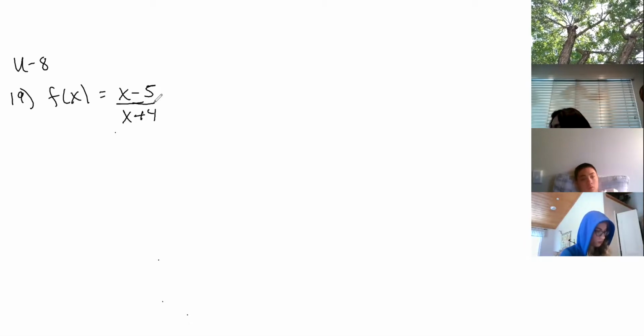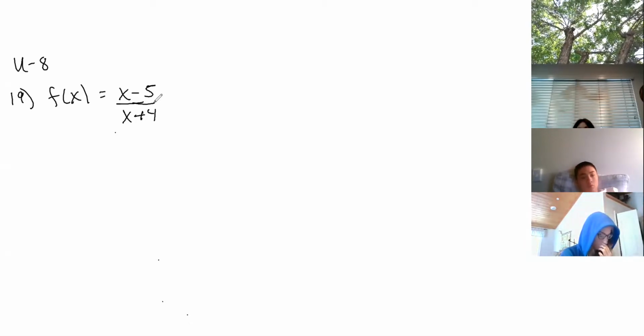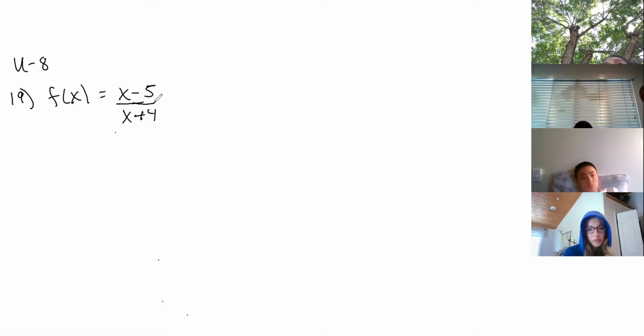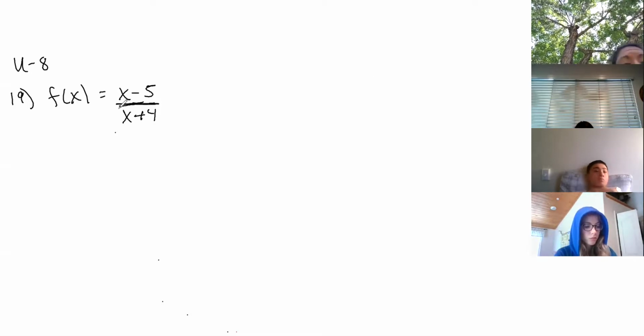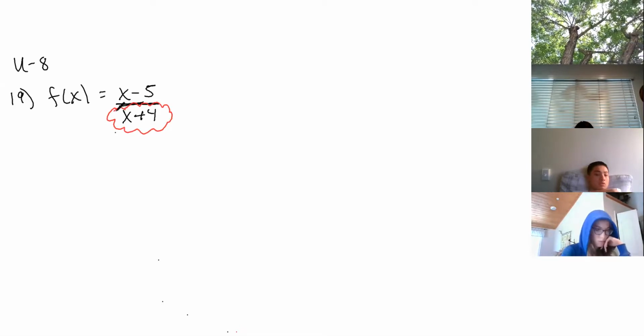And it's asking us to find the domain. So the domain for a function is the restrictions. And if it's a linear function, there are no restrictions. But this is not linear because it's a fractional equation. So whenever there's a fraction, well, first off, you look for any square roots or anything like that. There are no square roots. But since it's a fraction, you look at the denominator. And what do we know about the denominator? It can equal 0 or it cannot equal 0.